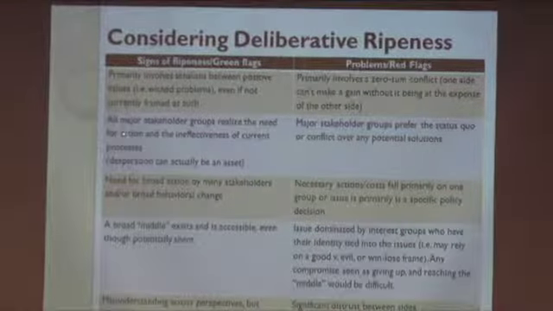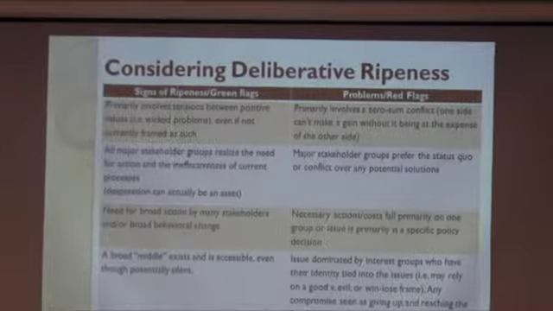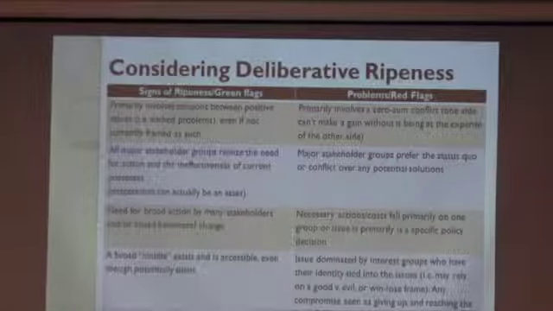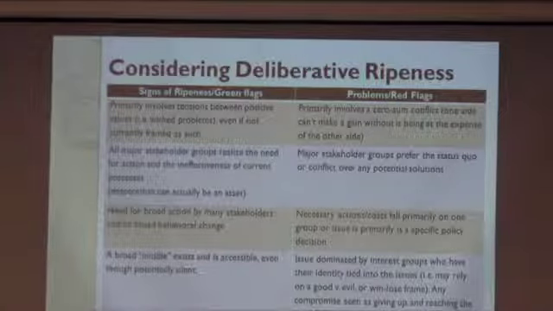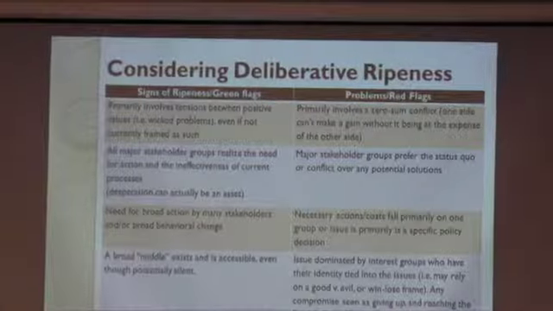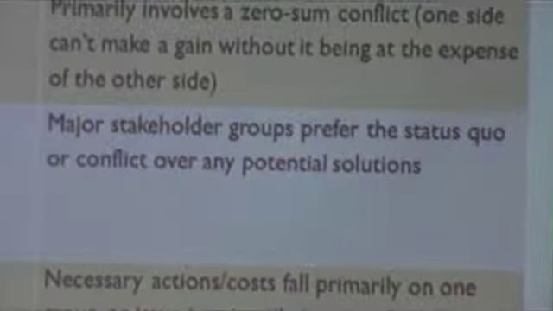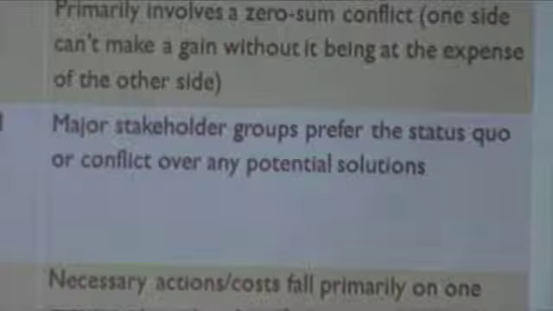So that's one way. The second, right, is that all major stakeholder groups realize the need for action. That desperation can actually be an asset, right? Deliberation works best when everyone realizes the status quo is not working. We need to do something, right? If there are people that particularly prefer the status quo, especially if they're powerful people, deliberation's a little harder, right? If the dysfunction, the problem, is good for some people, right?